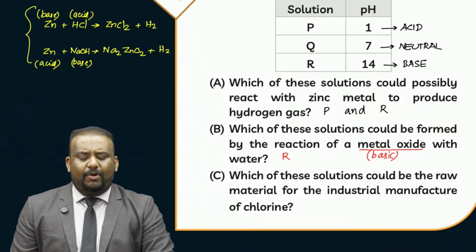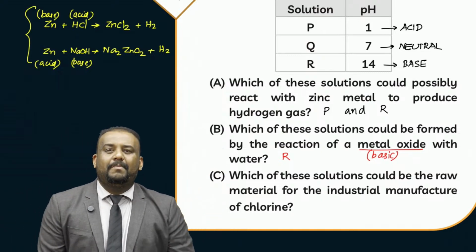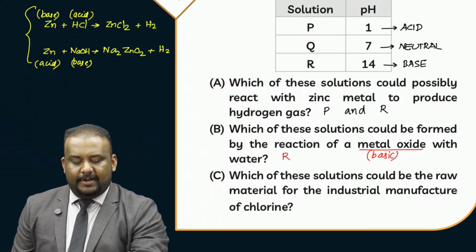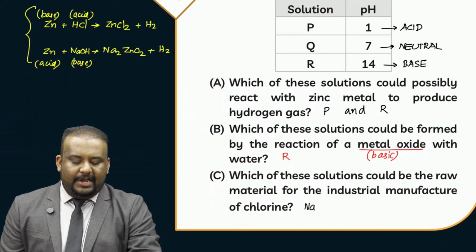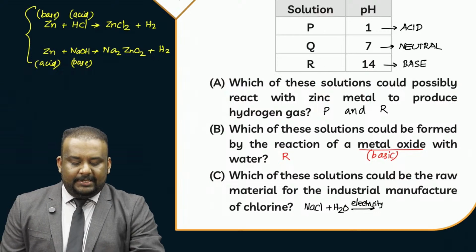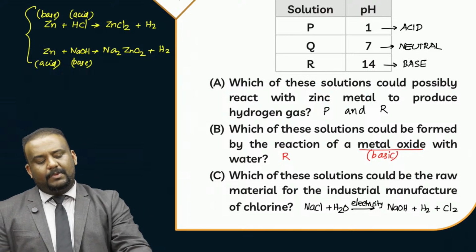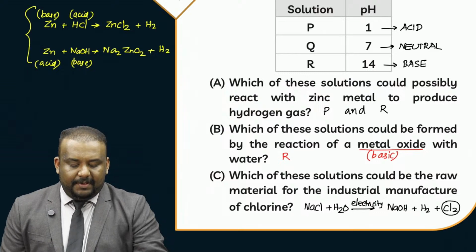One more question. Which of these solutions could be the raw material for the industrial manufacture of chlorine? Guys, do you remember how we make chlorine? What is the method called? Do you remember the chlor-alkali process? We take NaCl and H2O and pass electricity through it. When you pass electricity through it, you will get NaOH plus H2 plus Cl2. This is the chlor-alkali process.